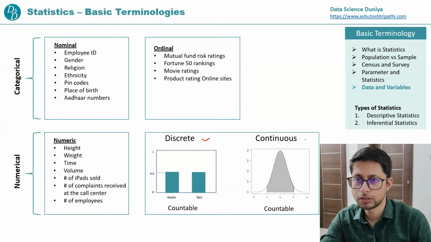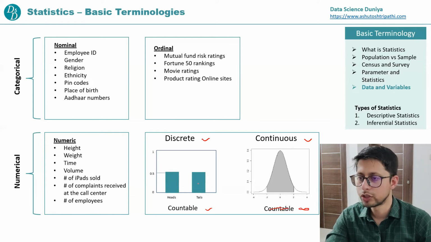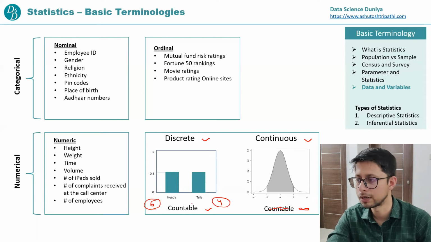One is discrete and one is continuous. Discrete is known as countable, and continuous is not countable, basically infinite. It's not directly countable. So let's understand what is discrete. For example, suppose you are tossing a coin 10 times, and 6 times head is appearing on top and 4 times tail is appearing on top. So you are counting easily, 6 times head, 4 times tail. That's where this becomes a discrete numerical variable.